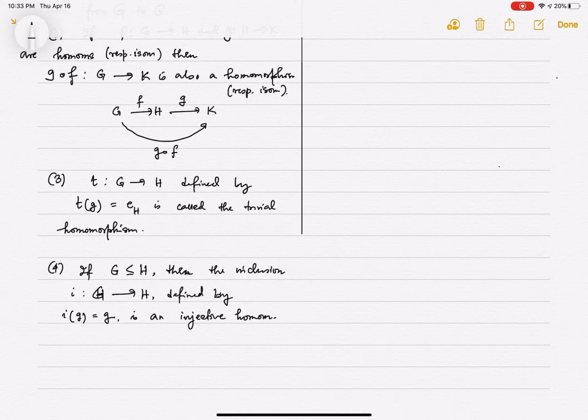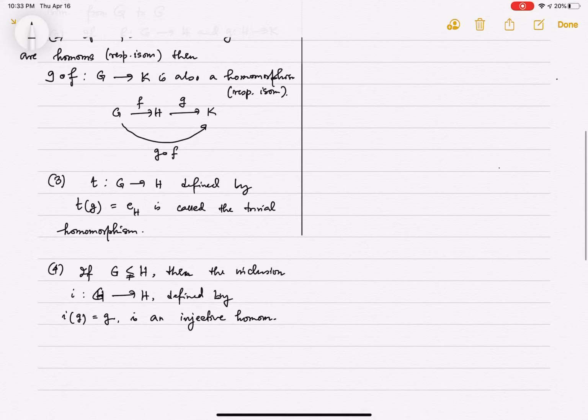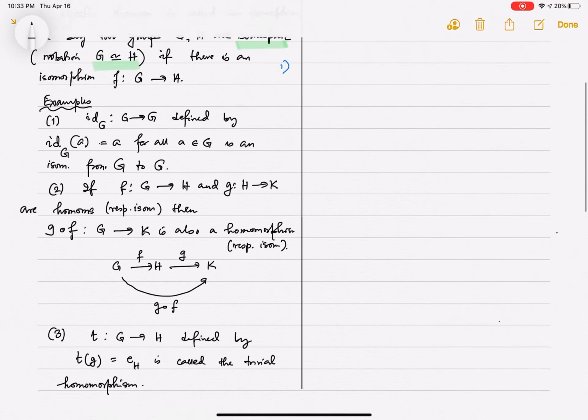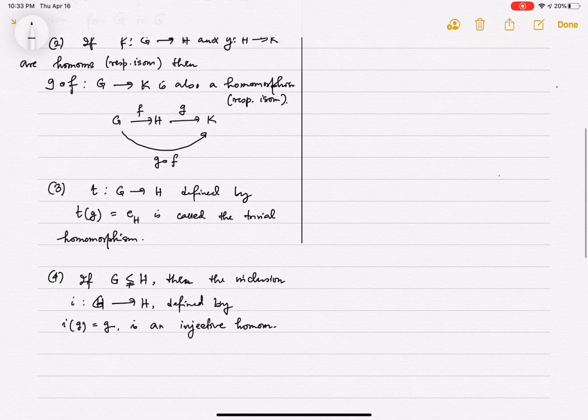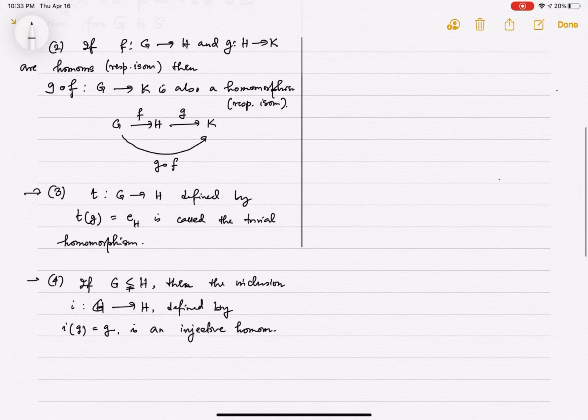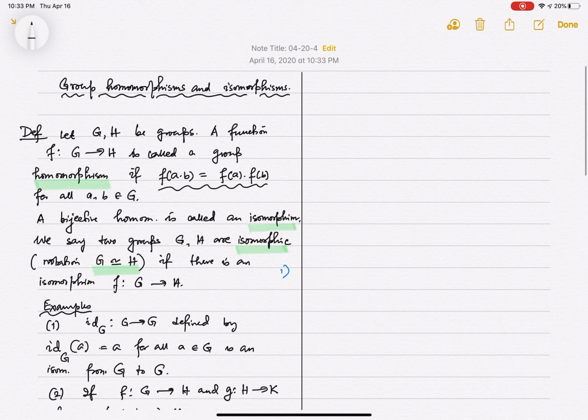But if G is a proper subgroup of H, then this is different from the identity, then it is not onto. So the identity is one-to-one and onto. This is neither one-to-one nor onto, usually, if H is non-trivial. This one is one-to-one but not onto. And then the first non-trivial example we'll see is onto but not one-to-one.